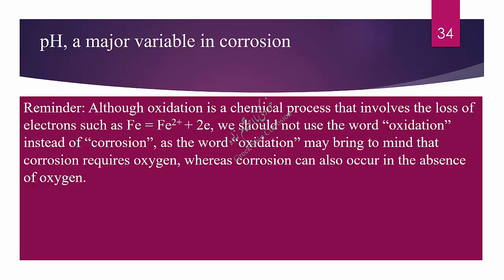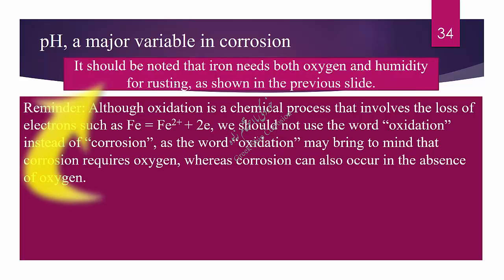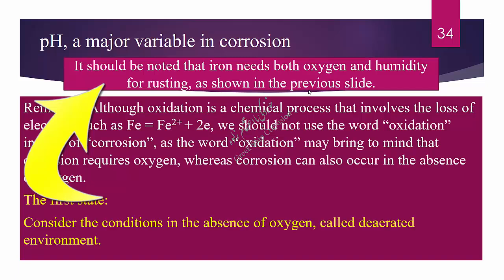Reminder, although oxidation is a chemical process that involves the loss of electrons, such as Fe equals Fe2+ plus 2 electrons, we should not use the word oxidation instead of corrosion, as the word oxidation may bring to mind that corrosion requires oxygen, whereas corrosion can also occur in the absence of oxygen. It should be noted that iron needs both oxygen and humidity for rusting, as shown in the previous slide.